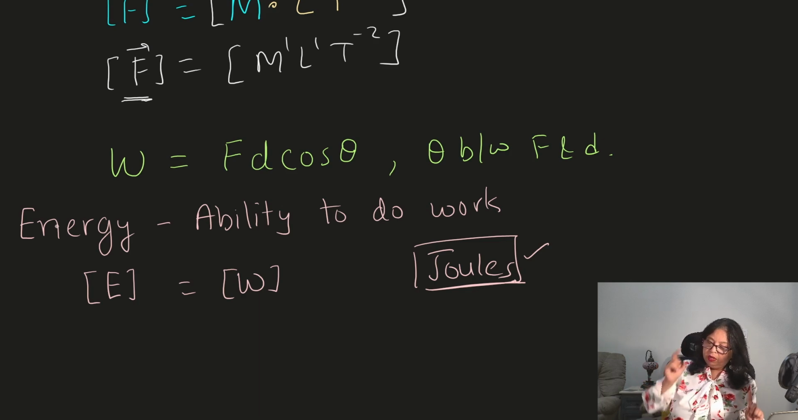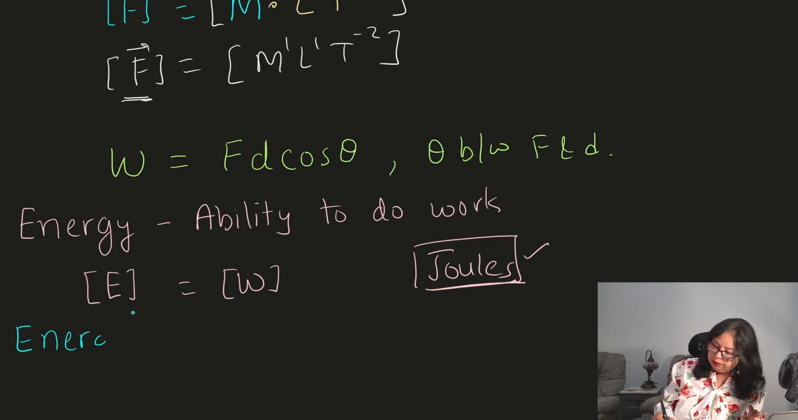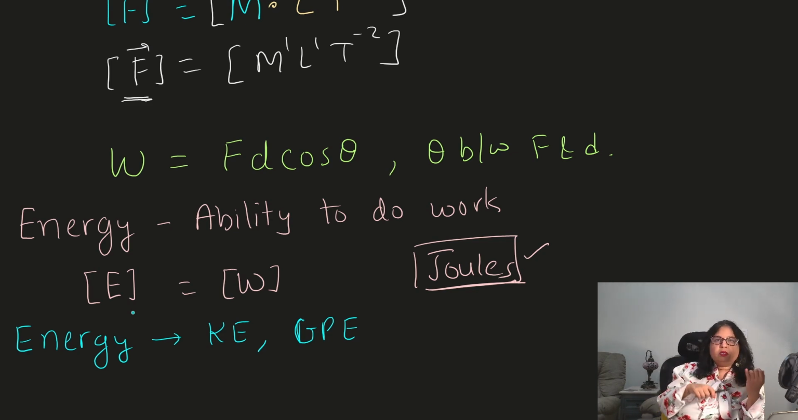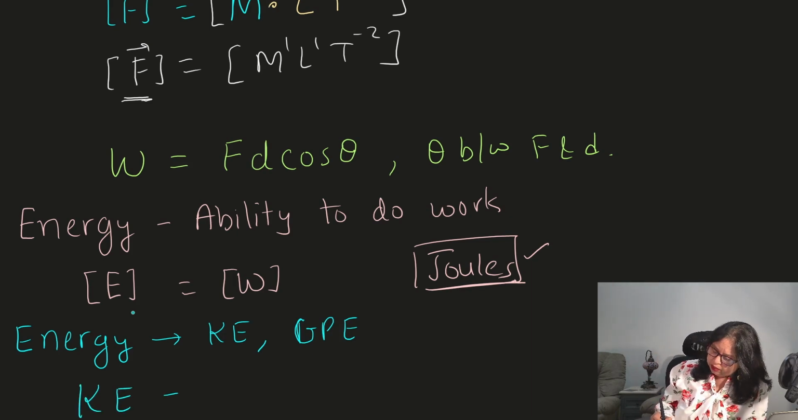Now, let's talk about energy for a second. How many kinds of energies are you familiar with? You know that it could be kinetic energy, right? It could be gravitational potential energy. You could have spring energy. There's solar energy, which is really nuclear energy. Then we have wind energy. We have geothermal energy. All these different kinds of energies. Let's just stick with kinetic energy or gravitational potential energy for now.